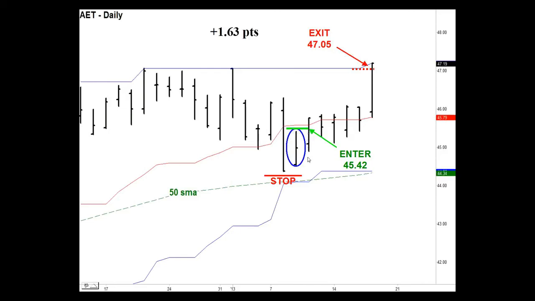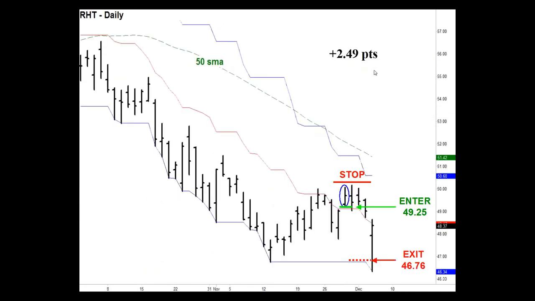Now remember, we do not place our stop simply below the setup bar. It's below the low of that sell-off, which would have been right here. Okay, so a lot of students make a mistake. They'll place their stop just below the setup bar. No, your stop is below the sell-off low. And then once you entered, it took a little while to get going, a week or so, but ultimately you would have exited for a 1.63 point gain in just about a week or so.